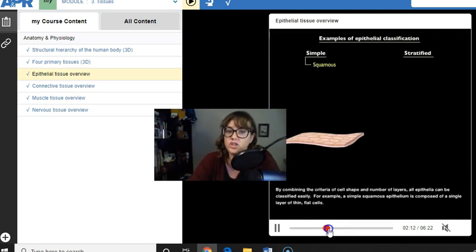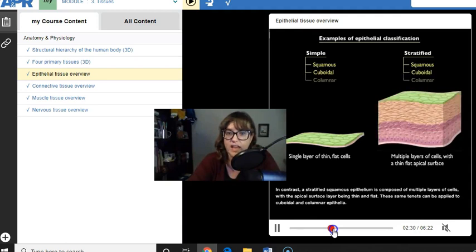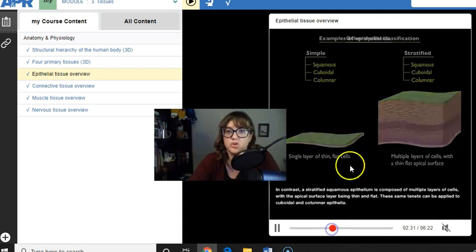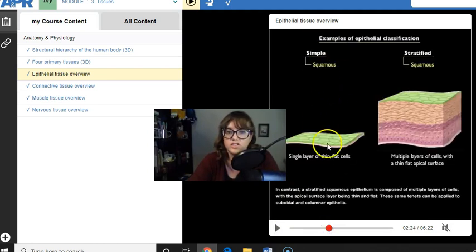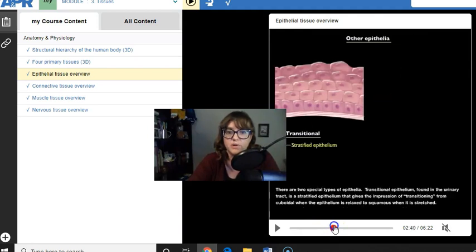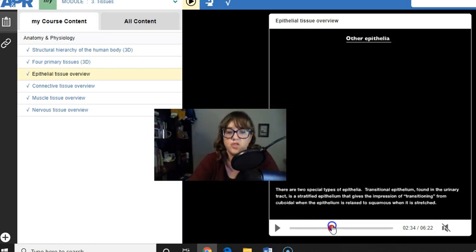Now, you only need to know the things that I give you in the lab. There are a lot of different kinds of epithelial cells. You need to know the simple squamous, cuboidal, and columnar, and also the stratified squamous. But there's a bunch more.